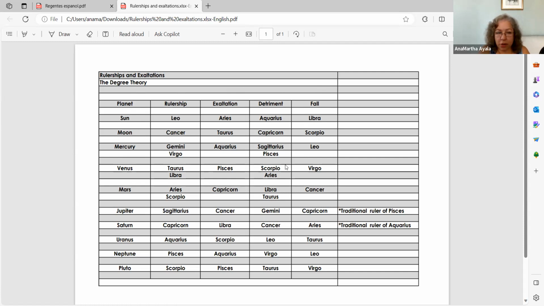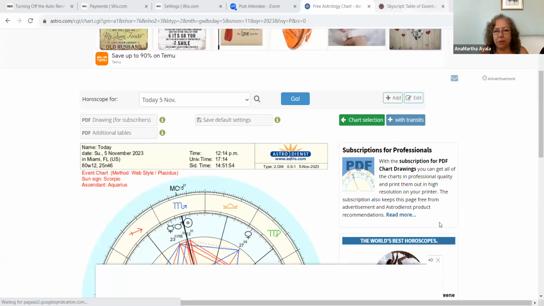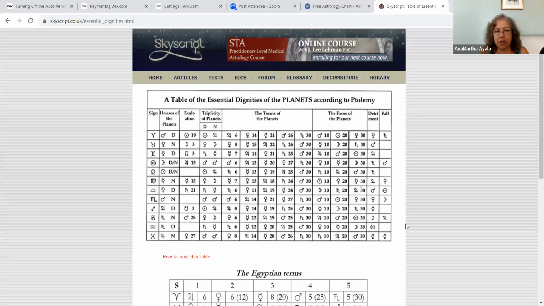Now, where does this come from? I'm also going to tell you. It comes from the essential dignities table, which is, let me see. I thought I had it here. Yeah, here we go. The essential dignities table by Ptolemy. That's the one that when I was learning Hellenistic astrology, this is the one my teacher used.